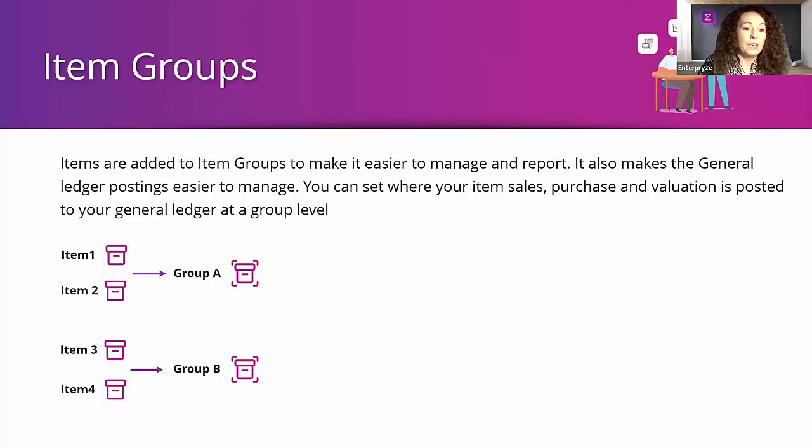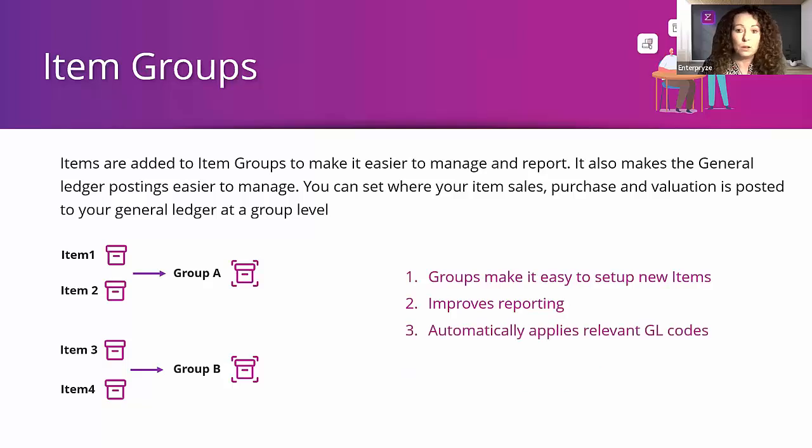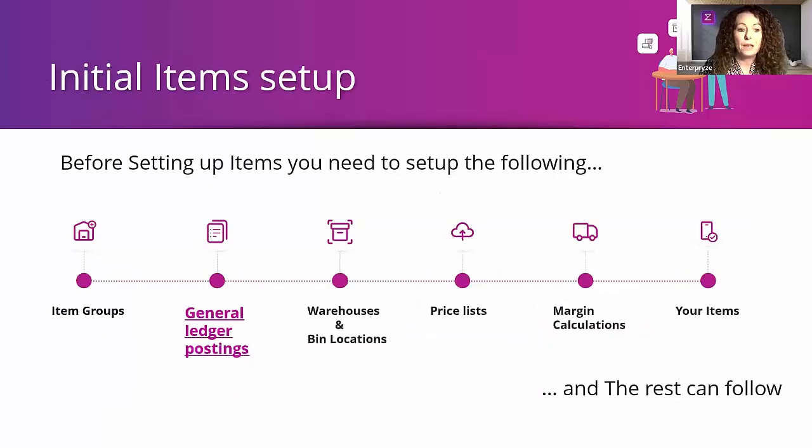If we have a look here, for example, you can see that multiple items can exist within a single item group. Groups make it easy to set up new items. It just makes it easy to group them together, categorize them and manage them. It improves reporting as well, because all of our reports have the item group option. It automatically applies the relevant GL account codes, as I've said. So this is where it automates the general ledger postings for you and makes it easier to manage.